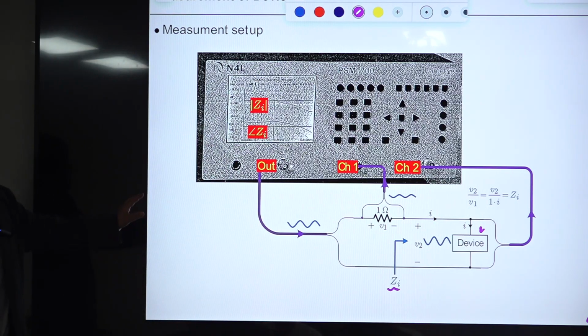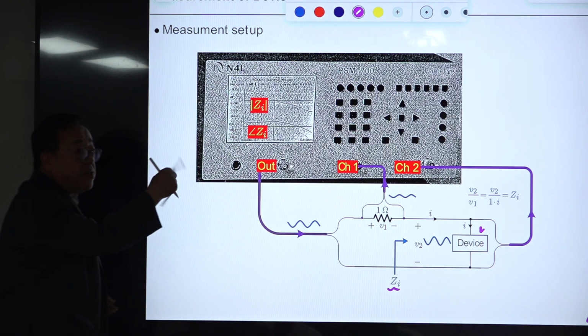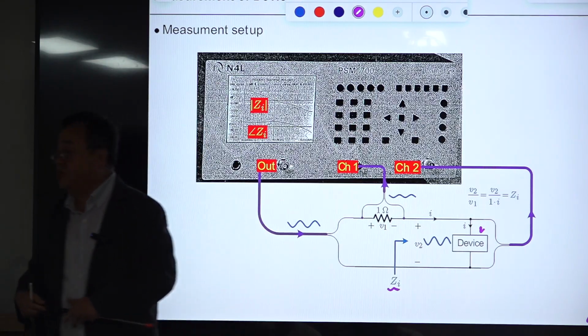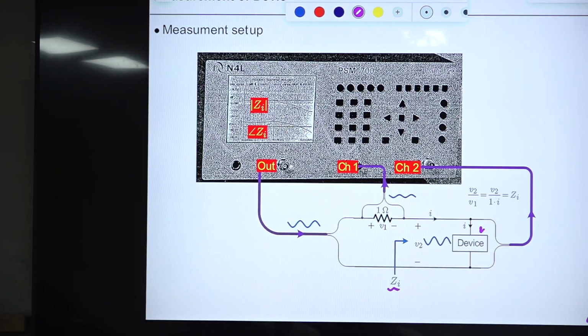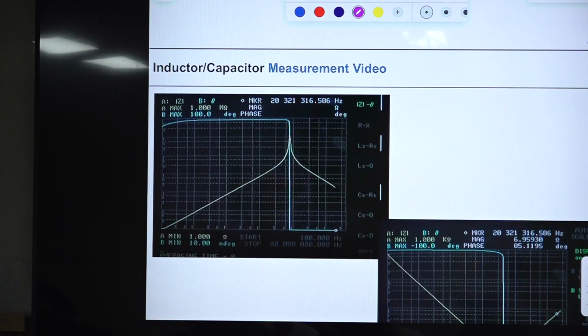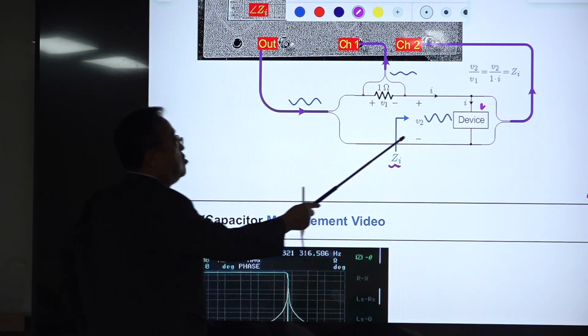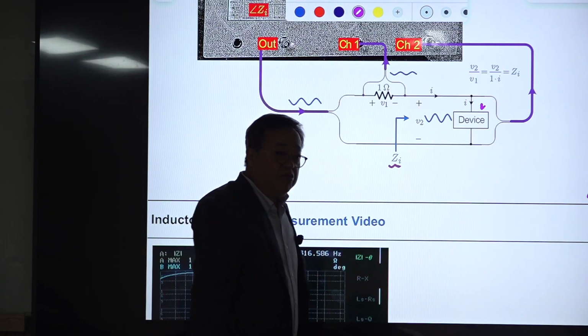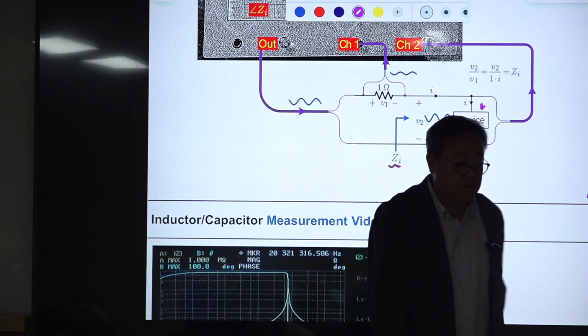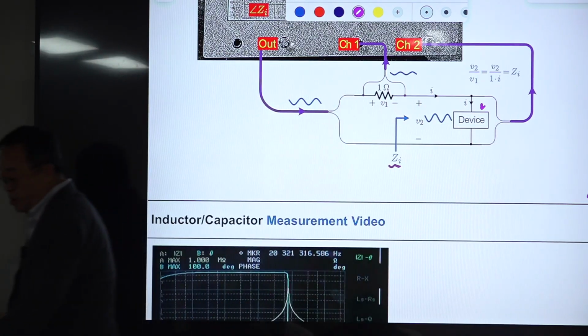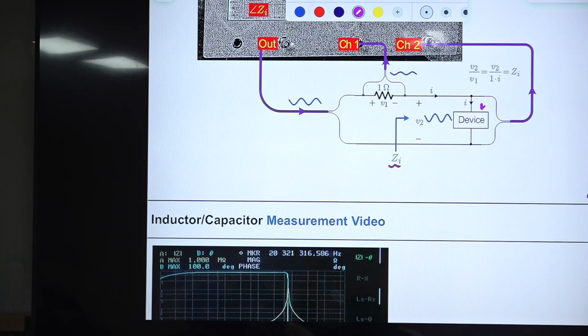But this is also an extremely trivial application of this equipment. This equipment can do many other things, okay? So we'll be discussing that later. But somehow I'd like to show this. This is the curve measured in this manner to characterize the input impedance of an inductor and the input impedance of a capacitor, right? So let me go through this in some detail.